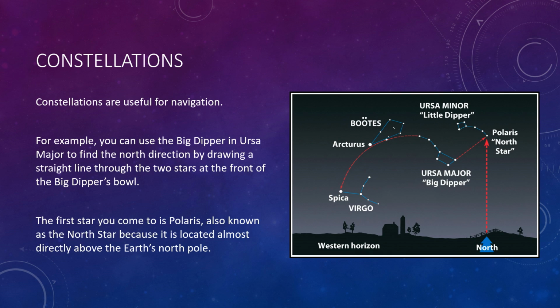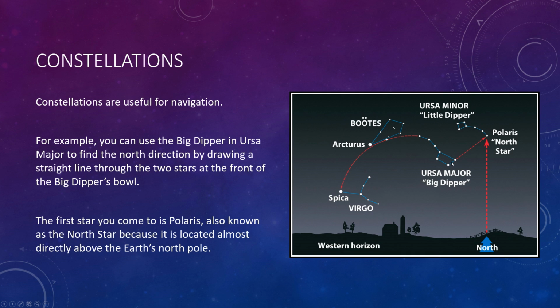Now, as I've mentioned, constellations can help you find your way around the night sky. For example, if you live in the northern hemisphere, which many of us do, I believe all of us do, you can use the Big Dipper in Ursa Major, which is the constellation Ursa Major, so right here is the Big Dipper. You can use that to find the north direction by drawing a straight line through the 2 stars at the front of the Big Dipper's bowl. So here's the 2 stars at the front of the Big Dipper's bowl.